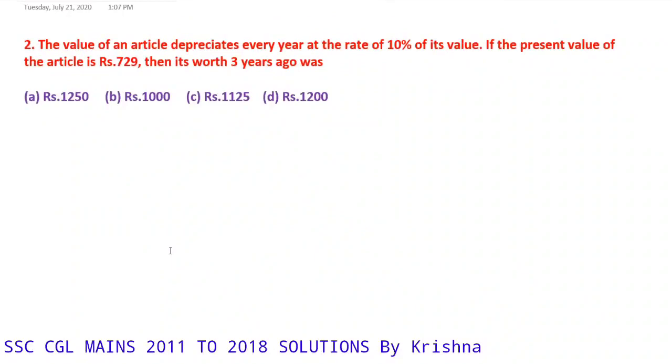The value of an article depreciates every year at rate of 10% of its value. If the present value of the article is 729, then its worth 3 years ago was. So first year here 10% means 1 by 10. So initially let's assume its value is 10. So every year its value is depreciating by 10%.